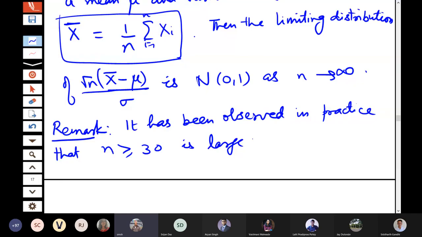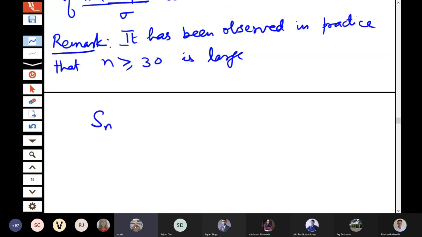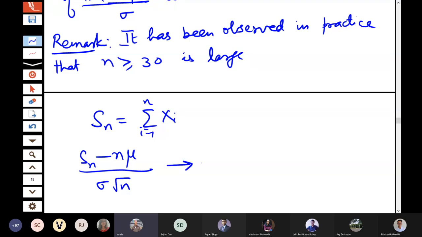So for nice distributions the convergence is faster, and for some distributions the convergence is slower, but in general the distribution of the sample mean converges to the normal for n greater than or equal to 30. Of course, in place of the mean you can consider the sum also, like you have done in the binomial and Poisson case. If I consider Sn equal to sigma xi, i is equal to 1 to n, then the modified form of the theorem is: Sn minus n mu divided by sigma root n also converges to normal 0, 1 as n tends to infinity.